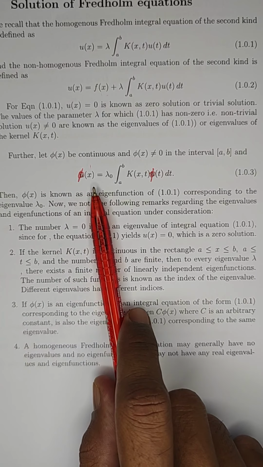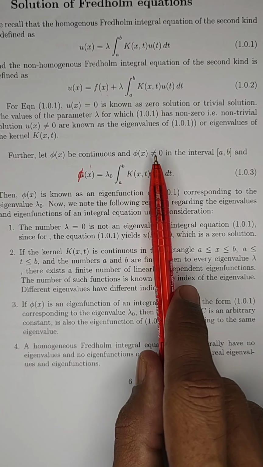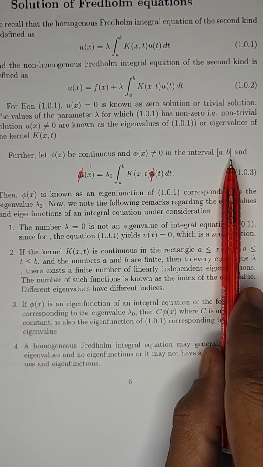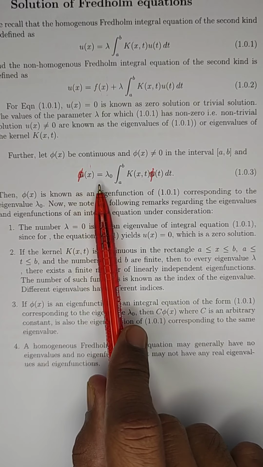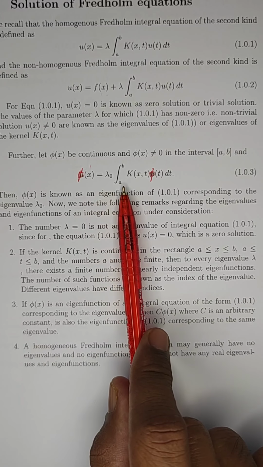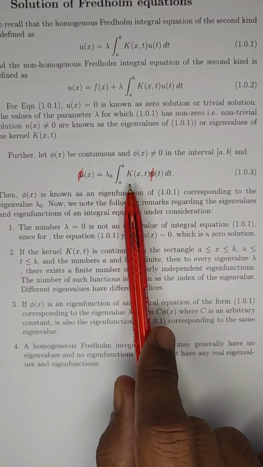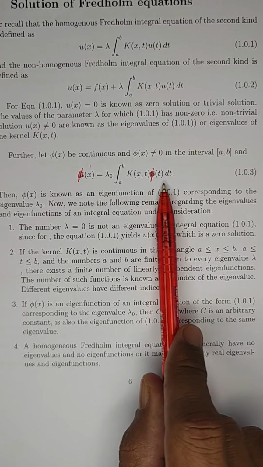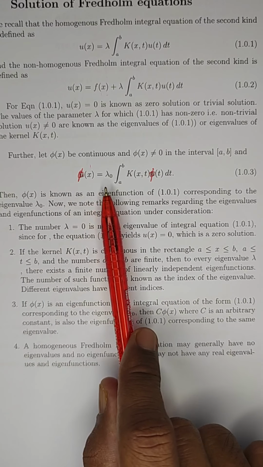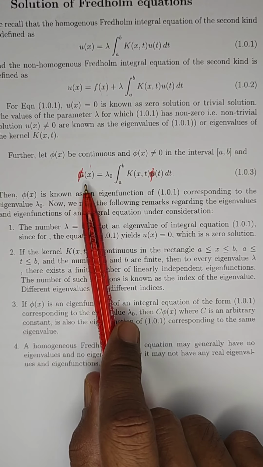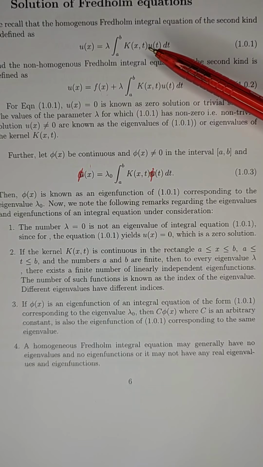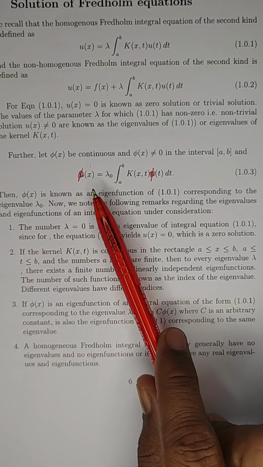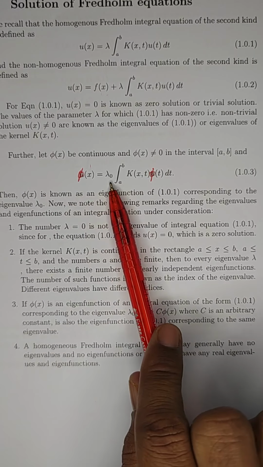If we let phi be continuous and phi different than 0 in the interval 0 to b, then we have phi x equal to lambda naught integration k x t phi t dt. Then this phi is known as the eigenfunction, because this will act as a solution to our equation number 1 here. So it is known as the eigenfunction corresponding to the eigenvalue lambda naught.